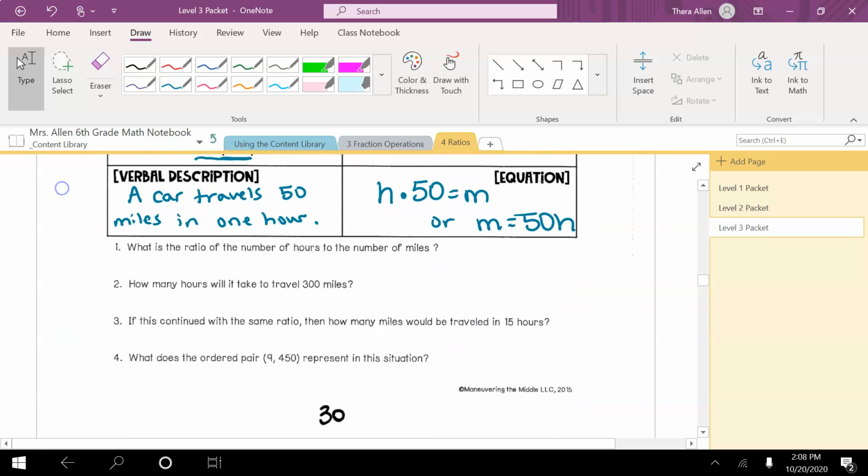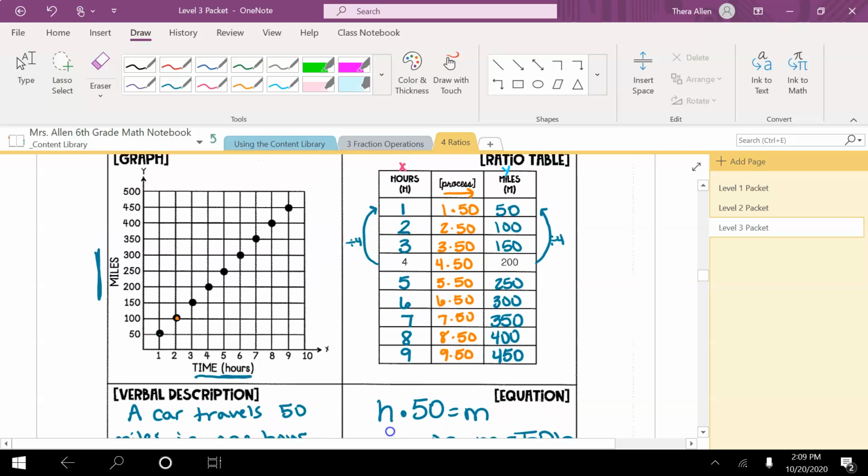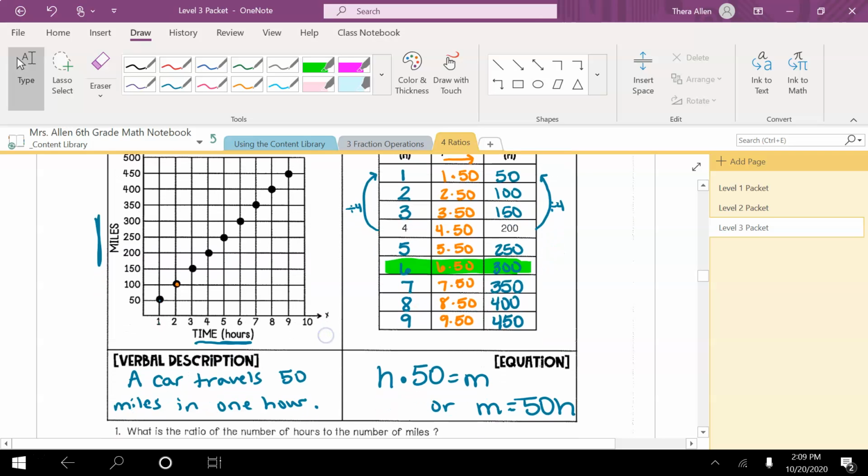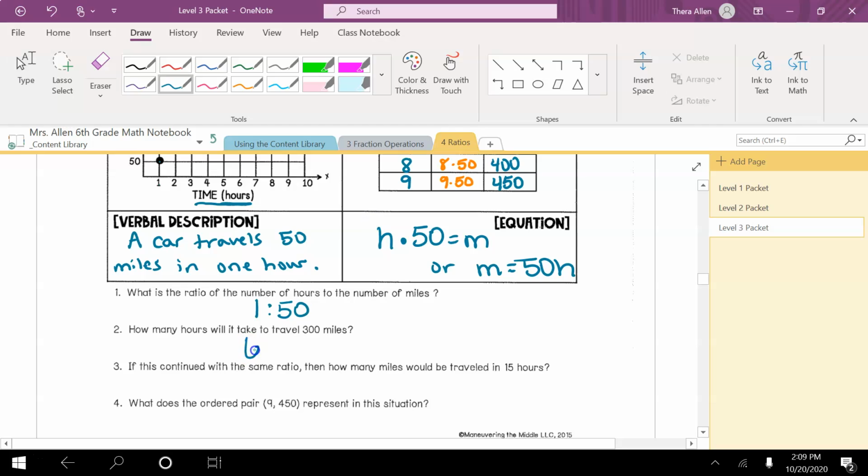Let's move on down and answer these questions. What is the ratio of the number of hours to the number of miles? That's one asking you the simplified ratio. The number of hours was 1 to the number of miles is 50. So how many hours will it take to travel 300 miles? Well, we can look on our chart here or on our table, and I see right here 300 miles, so it would take 6 hours. So our answer here is 6 hours.